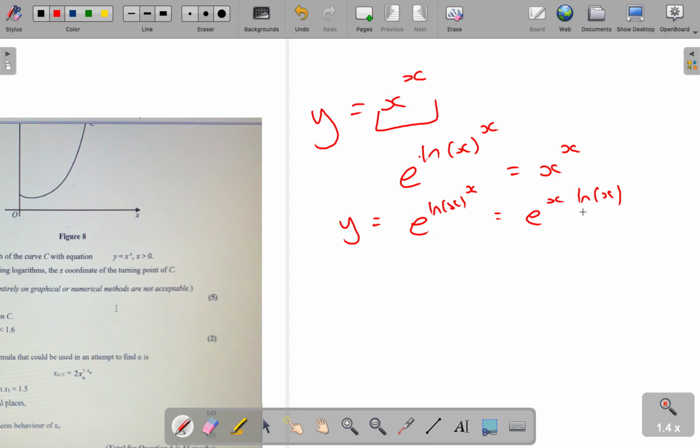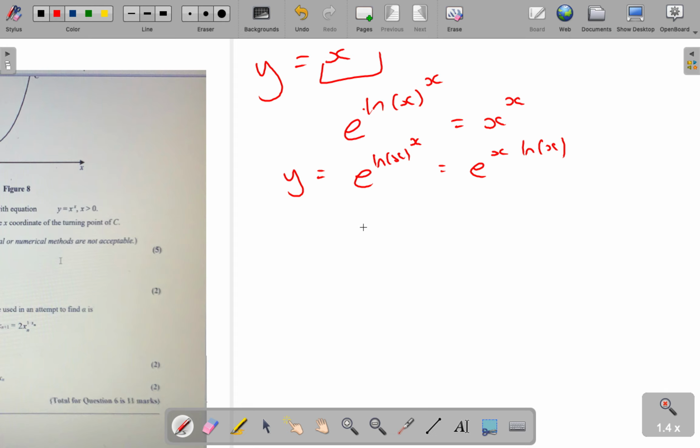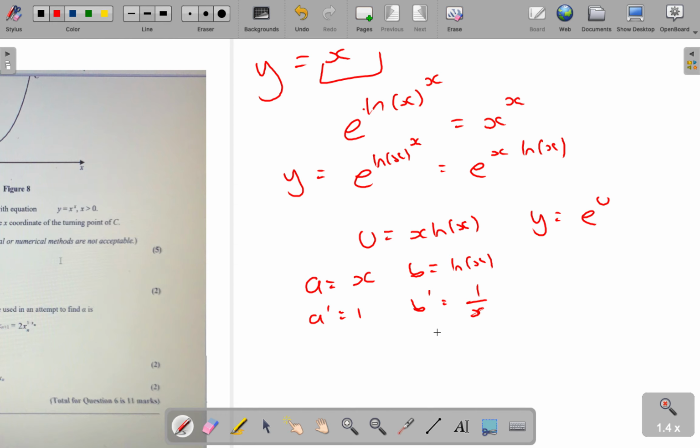So if we've got y equals e to the power of x times ln x, the next step is to differentiate it using the chain rule. We're going to take u as x ln x, and y is now equal to e to the u. Then we're going to differentiate this function x ln x. To do that one, we're going to use the product rule. So a is x, a prime is 1, and now b is ln x, and b prime is 1 over x. The product rule, if we remember, is y prime is u prime v plus v prime u.